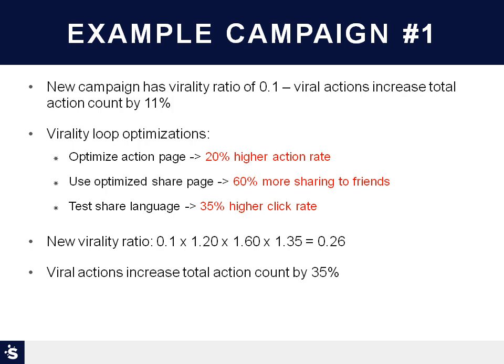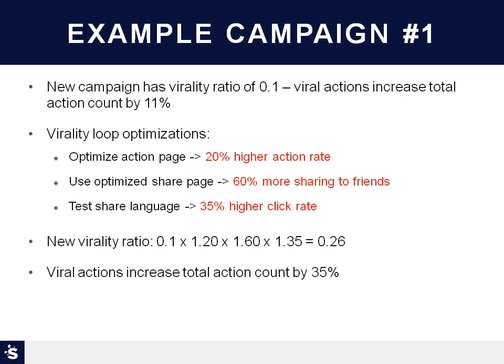So now if we take the equation we had before, looking at how we calculate our virality ratio, we started with a virality ratio of 0.1. A 20% higher action rate means that we're increasing it by 20%. A 60% higher sharing rate means that we're increasing it by an additional 60%, and a 30% higher rate means that we're increasing it by an additional 35%. What that works out to is you went from a virality ratio of 0.1 to 0.26, so we more than doubled it by making these optimizations.